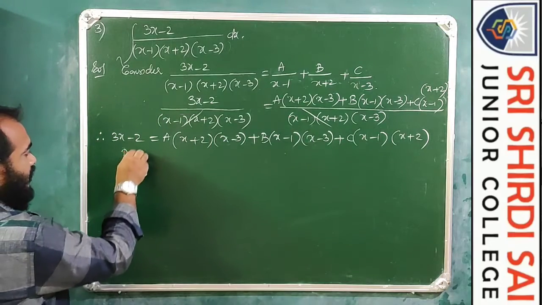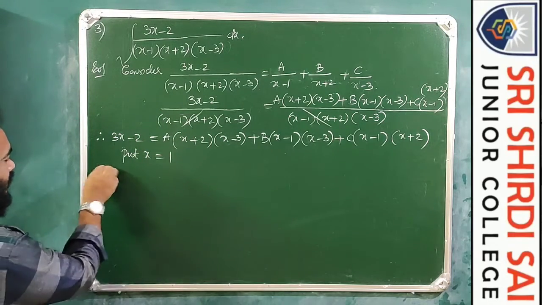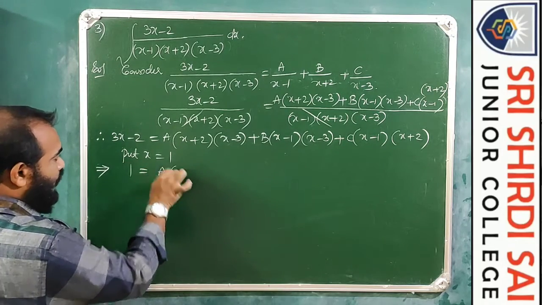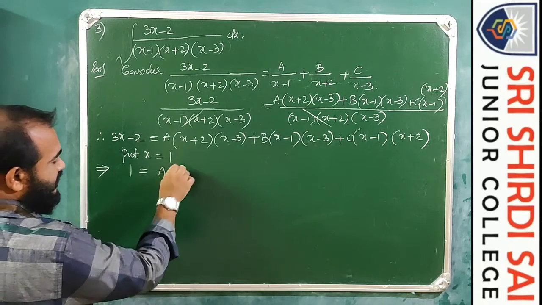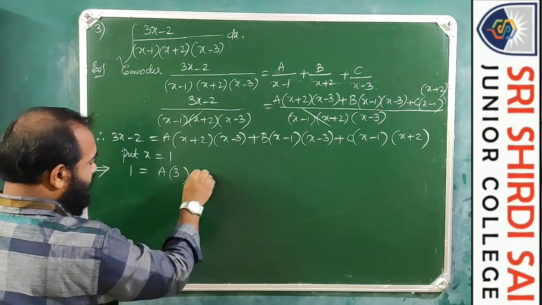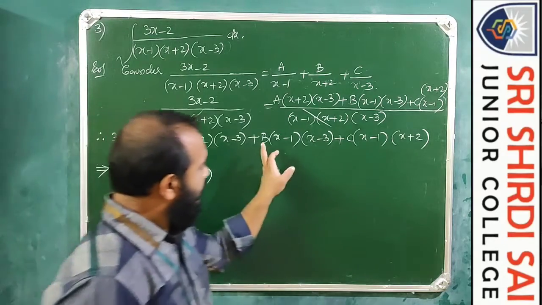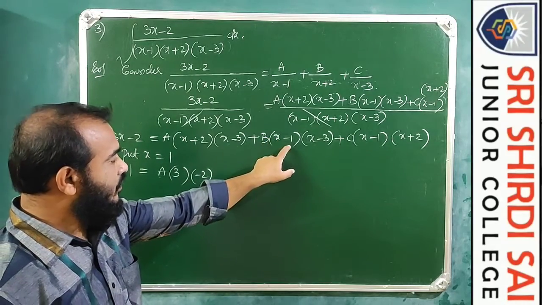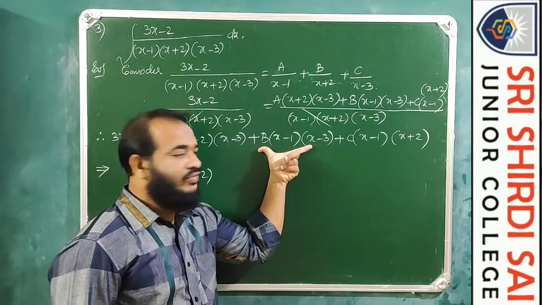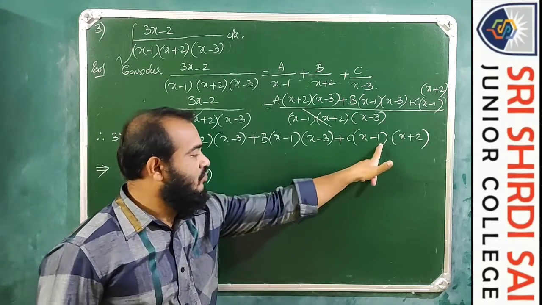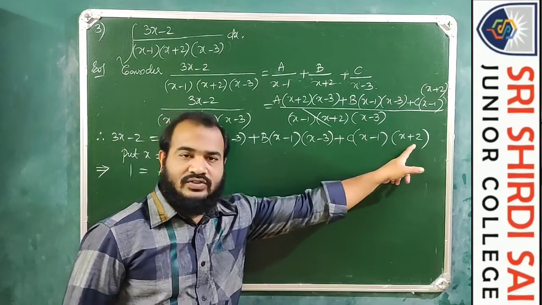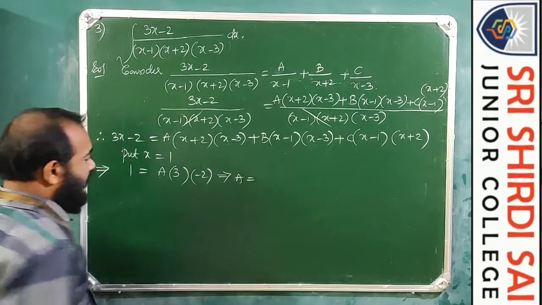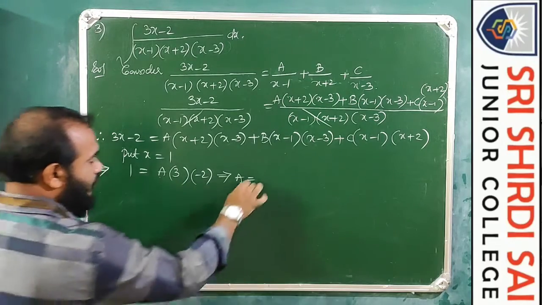Put x equals 1. Substitute: 3 ones are 3, 3 minus 2 is 1. So a into 1 plus 2 is 3, 1 minus 3 is minus 2, and the remaining two terms will be 0, because if you substitute 1 here, 1 minus 1 is 0, and 0 into the whole is 0; here also 1 minus 1 is 0, so 0 into c into x plus 2 is 0. So a is equal to 1 by minus 6, that is minus 1 by 6, we got.